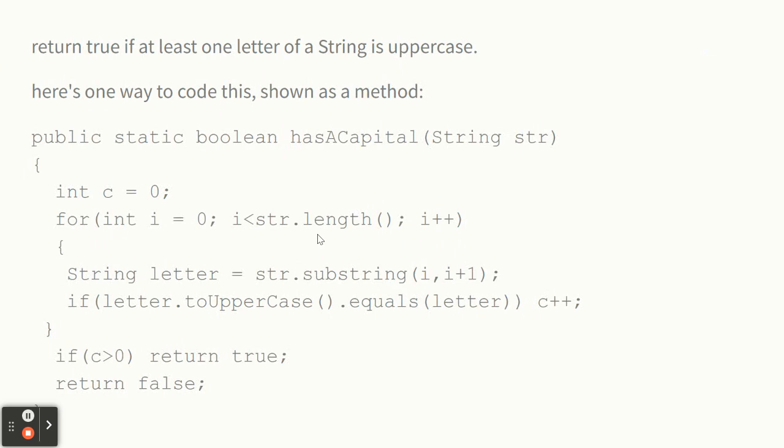Here's one way to do this. I put it in a method. So public static boolean hasCapital. It receives a string. Here's the count variable. And then here's the variable Greg mentioned. We're just doing the i thing again, 0 up to 1 less than the length. And then I'm grabbing the current letter, and I'm saying, hey, if letter.toUpperCase() equals letter. So I'm making it uppercase, and then checking if it's equal to the non-uppercased version. That means it was already uppercase. Then we add 1.